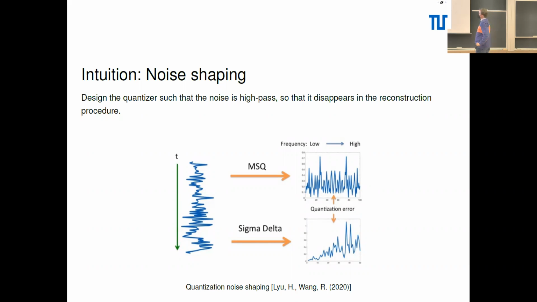The first one, I didn't say what MSQ is, it's just taking the sign of each sample. Then you see the error spreads everywhere. And on the bottom, when you're doing the sigma delta that I've shown, it achieves exactly this. For small frequencies, it has a small error, and for high frequencies, it has a larger error. So when you apply a low pass filter, it makes the error small. So that's just to give you an intuition.